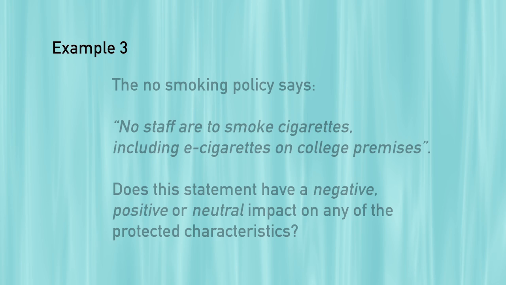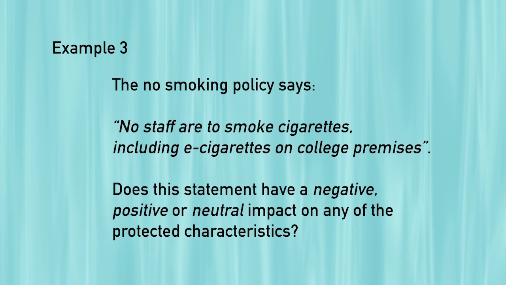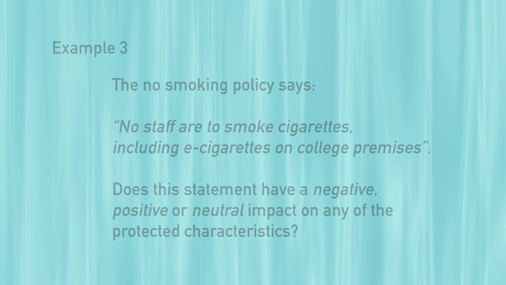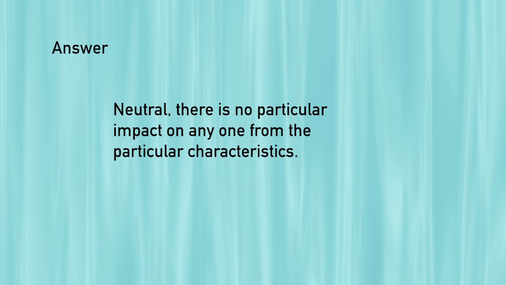Example 3. The no smoking policy says no staff are to smoke cigarettes, including e-cigarettes, on college premises. Does this statement have a negative, positive, or neutral impact on any of the protected characteristics? Answer: neutral. There is no particular impact on any one of the protected characteristics.